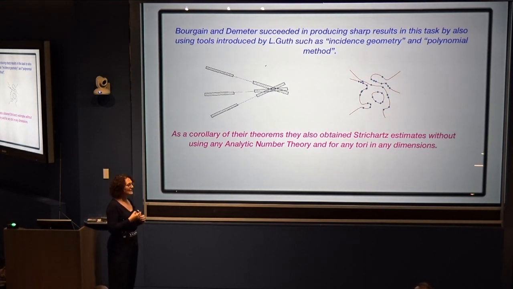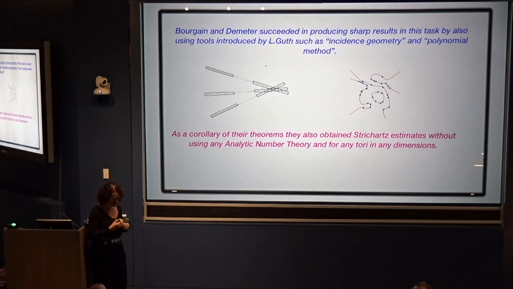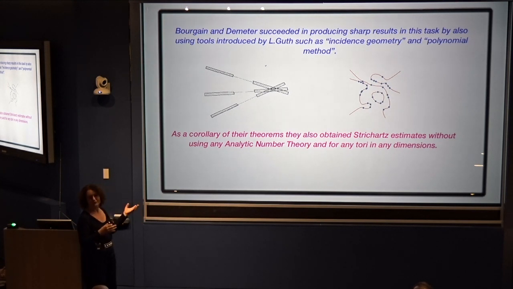But what I want to say is that this L2 decoupling, which is a proof purely in R^n and harmonic analysis, no number theory whatsoever, has as a corollary a proof of Strichartz's estimate in any tori, rational, irrational, and everything. And they are exactly the same as the one for the square torus.